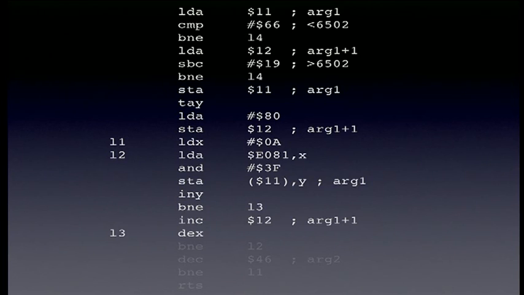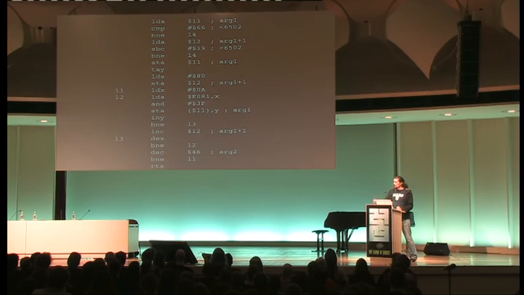And then count down the X, so the 10 down to 0. Also loop, decrement how many times you want to do it. That's another parameter that we got. Branch and RTS, return from subroutine. So you can see the parameters that we got were stored in 11, 12 in 0 page, and in 46 in 0 page. So every time we have to do a lot about the 0 page.